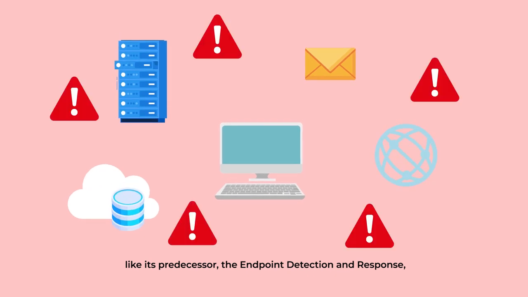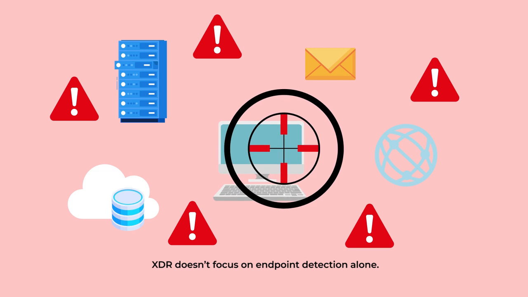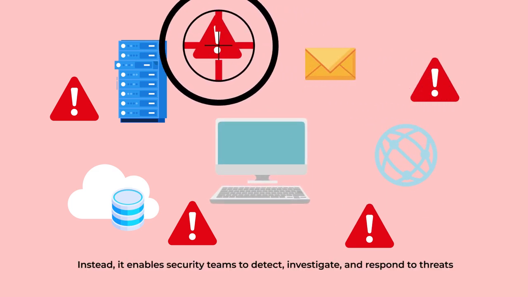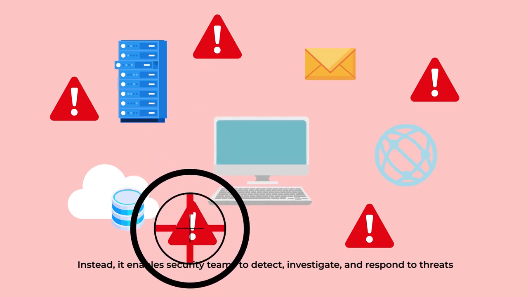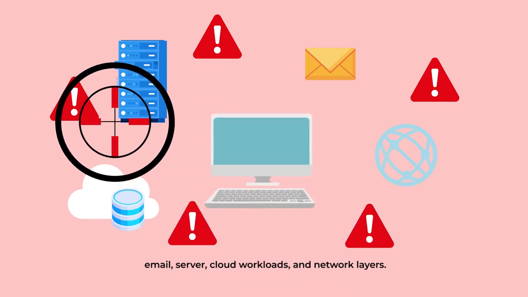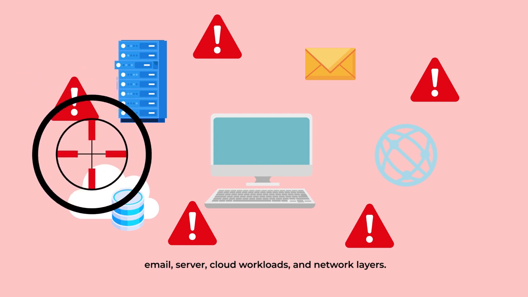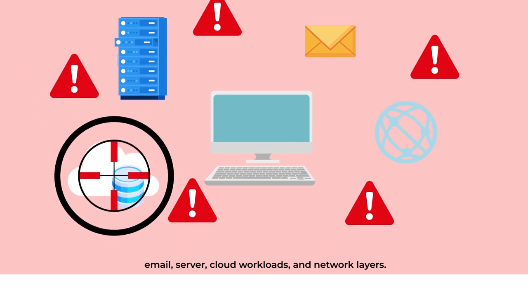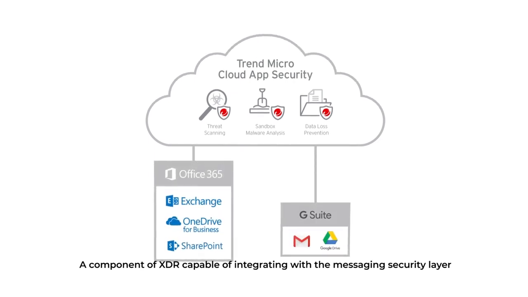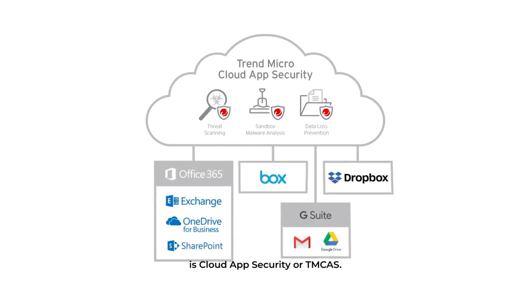Unlike its predecessor, Endpoint Detection and Response, XDR doesn't focus on endpoint detection alone. Instead, it enables security teams to detect, investigate, and respond to threats across multiple layers of security, including email, server, cloud workloads, and network layers. A component of XDR capable of integrating with the messaging security layer is Cloud App Security, or TMCAS.